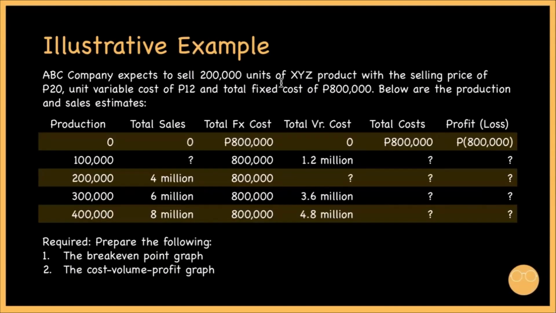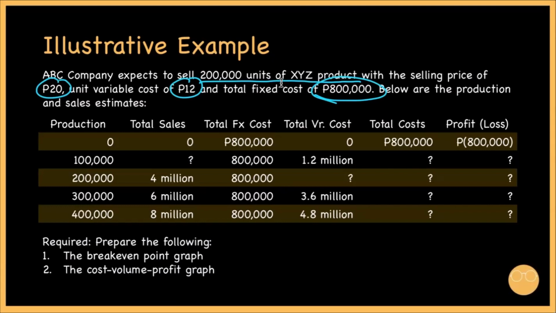Now let's try to answer our illustrative example. We should be able to prepare the following: the break-even point graph and the CVP graph. The company expects to sell 200,000 units of XYZ product with a selling price of 20, variable cost of 12, and total fixed cost of 800,000. Remember that if we are looking for the BEP graph, then all of these three are constant.